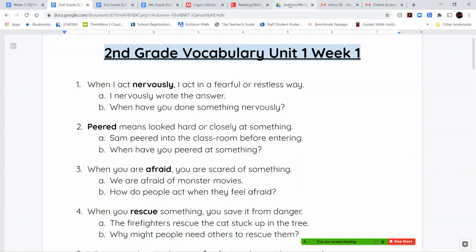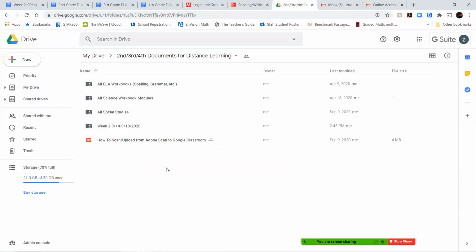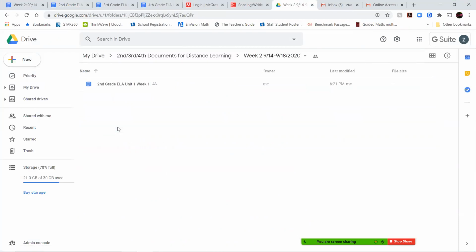Now, in our shared folder, we're going to have this folder that's called second, third, and fourth grade documents for distance learning. And we're going to have different weeks. So each week you can open up the folder to see the different documents that we're going to have in there. So the first one you see in here is second grade ELA, Unit 1, Week 1. So those are going to be our notes for today.